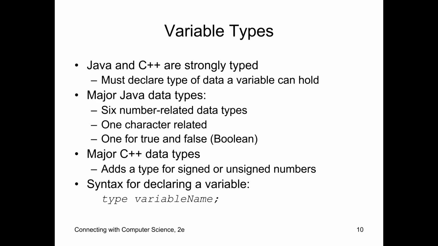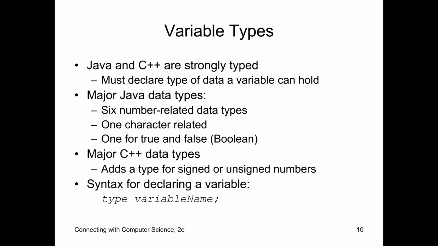The major data types: there's six number related types, usually like integer, decimal, float, etc., large int, big int, tiny int. There's one character related, which is a string, because a string is really an array of characters. And then you have Boolean, which is true, false.